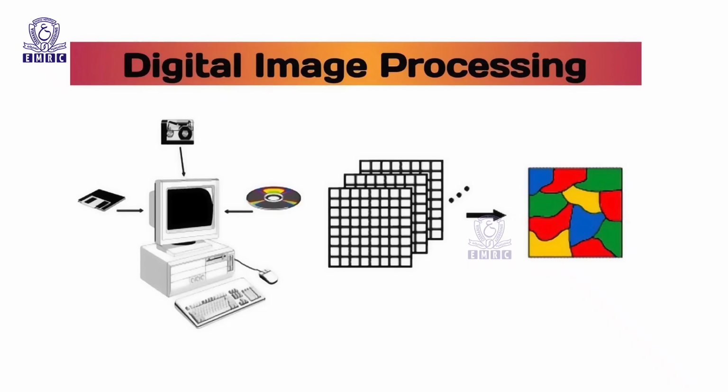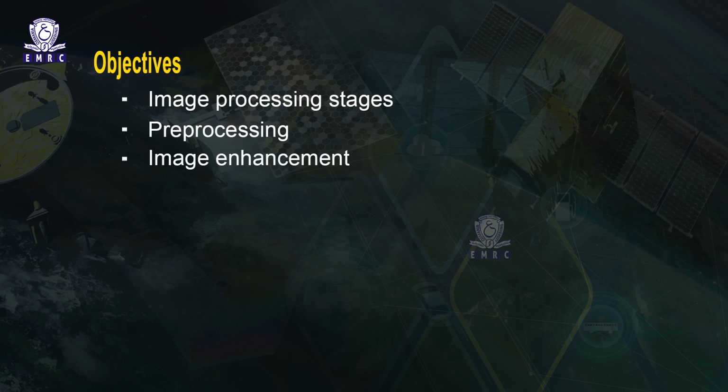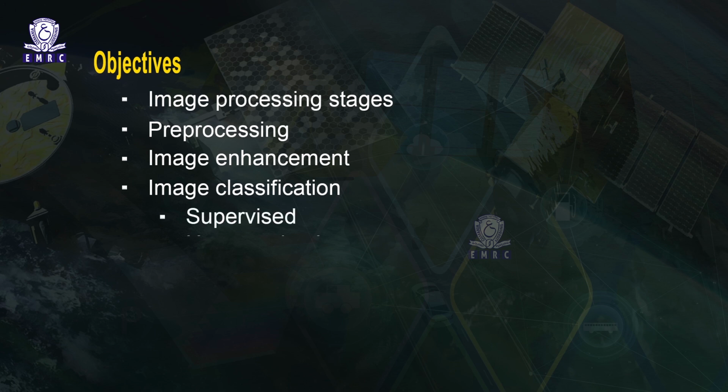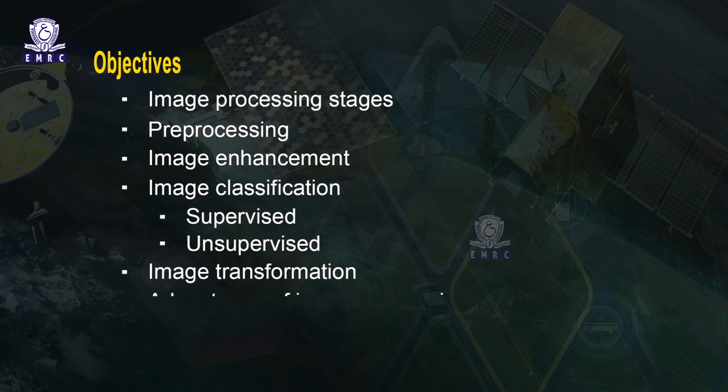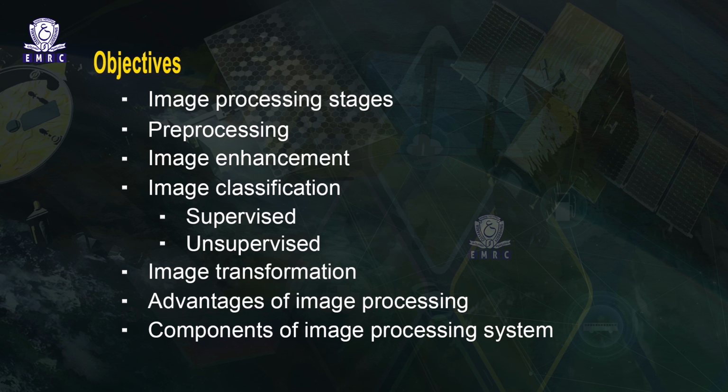For this purpose, we have digital image processing, which improves the quality of the image. In this chapter, we will discuss image processing stages, pre-processing, image enhancement, image classification, supervised and unsupervised, image transformation, advantages of image processing, and components of image processing system.